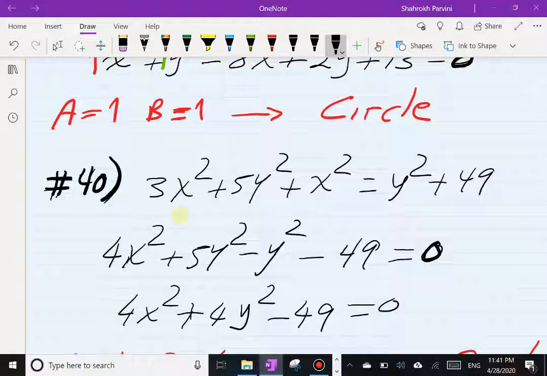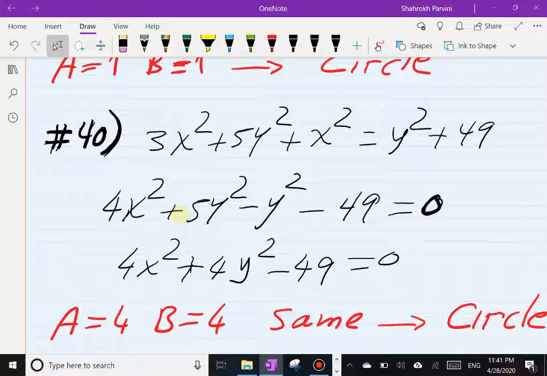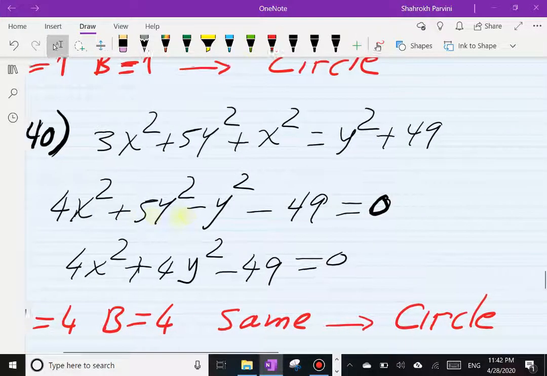And once everything is simplified, a is 4 and so is b. Remember, a is the number in front of x squared. So because these are the same, this must be a circle.